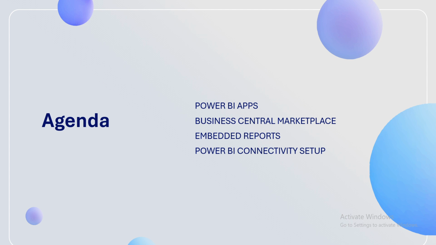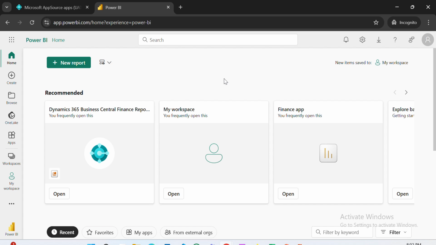We are going to download the app from here, install the app from here, and then I'm going to show you how we can connect the embedded reports with that. Okay, and what is the role of Power BI connectivity setup with that. So the agenda is pretty simple. Let's jump to the Power BI web version.